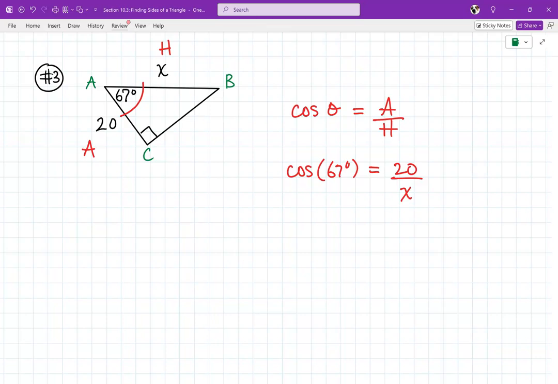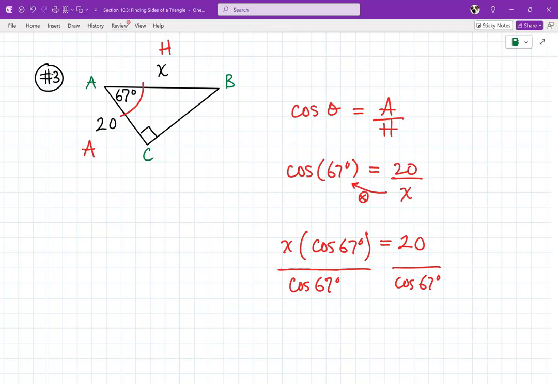All I'm going to do is multiply and then divide by cosine of 67. Okay, it's not that much more difficult. It's just that it requires more steps. So I'm going to get the x and move it over here. That gives me x times cosine of 67 degrees is equal to 20. And then I'm going to divide both sides by cosine of 67 degrees just to get x by itself. So on the left side, they'll cancel out. I get x equal to, now, what's 20 divided by cosine of 67 degrees?